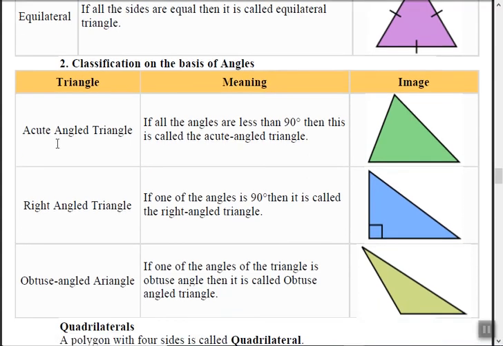Now classification based on angles. Angles: acute angle triangle, right angle triangle and obtuse angle triangle. If all the angles of a triangle are less than 90 degrees, then it is called an acute angle triangle. Right angle means at least one angle should be a right angle. Obtuse angle triangle means at least one angle should be an obtuse angle. Then it's called an obtuse angle triangle.